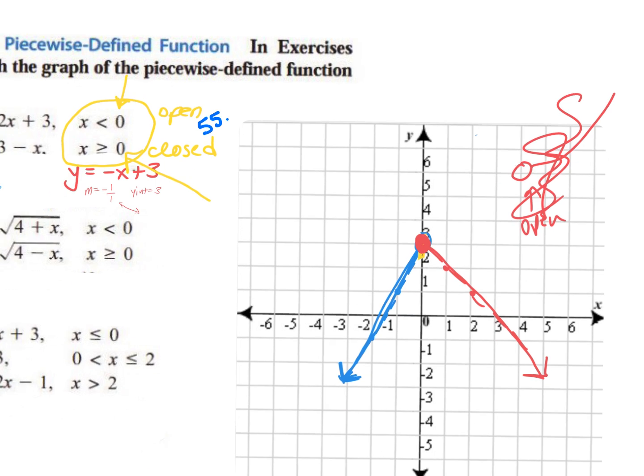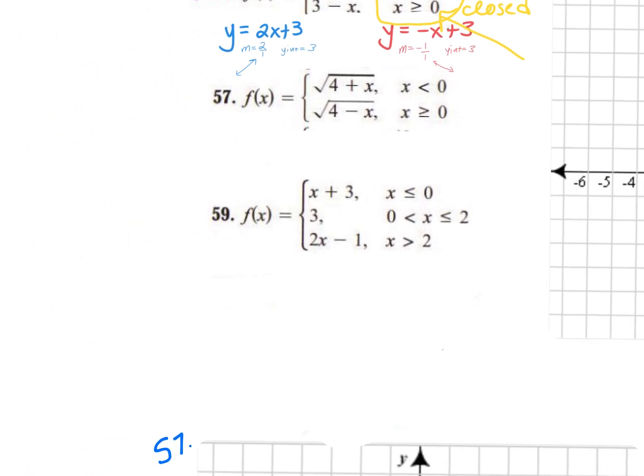Let's go down to 59. All right, how's 59 a little bit different? There's 3, okay? No big deal. Everything's to the first power. So I'm going to say y equals x plus 3. I'm going to say y equals 3. And I have y equals 2x minus 1. Okay, we're going to do the same exact thing. Now we have 3 things to graph.